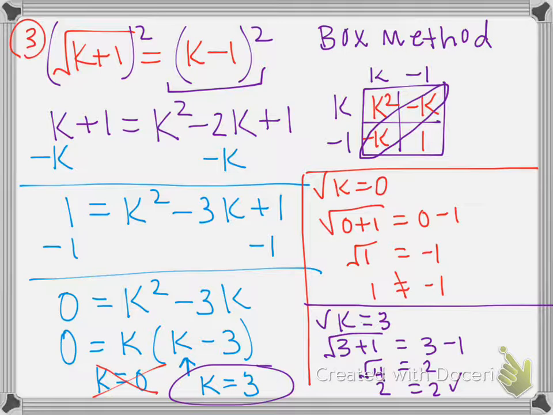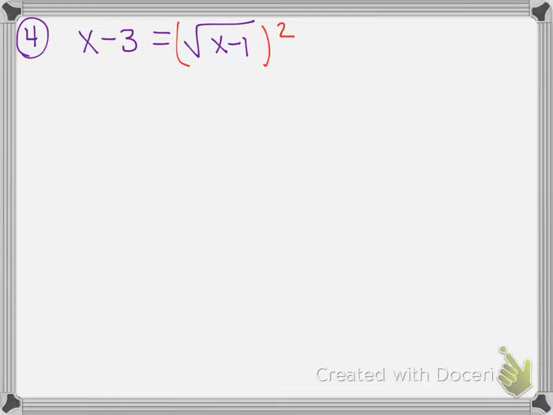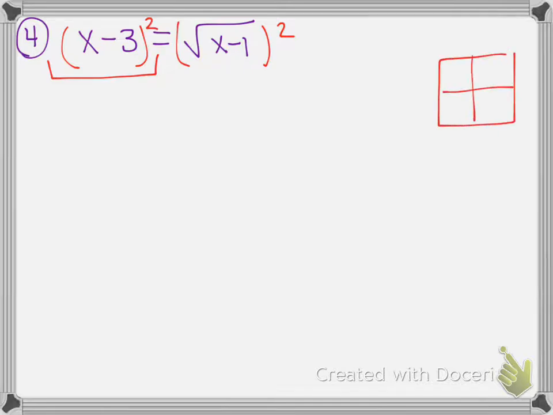All right, and I'll do one more example for you, like this with variables on both sides. This is example 4. On the left, we have x minus 3. On the right, we have the square root of x minus 1. So our first step is to undo the radical by squaring both sides. This time, on the left side, we need to do the box method. So I'm going to go off to the side here and do the box method on x minus 3.